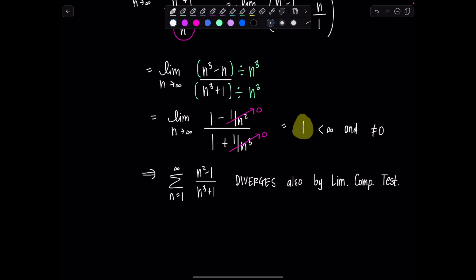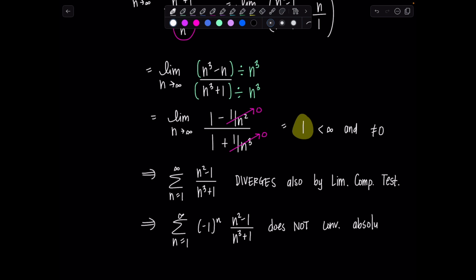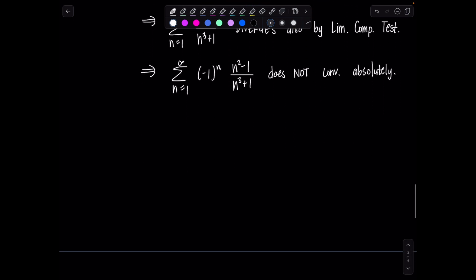Okay, so that means my original sum, n equals 1 to infinity, negative 1 to the n times n squared minus 1 over n cubed plus 1 does not converge absolutely. I took the absolute value of the terms and that series diverged. So no absolute convergence for us. Are we done? No. Now I want to see, but does it at least converge conditionally?